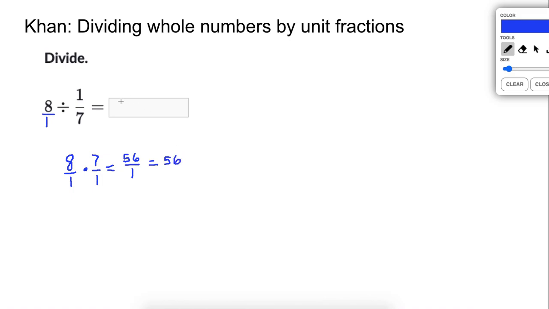56. Do not put 56 over 1 in here. Khan will not mark it wrong, but it will mark it and say you're almost there. So we just put 56 in there. We don't put the 56 over 1 because you do need to simplify these, especially if it goes into a whole number. That's one thing I did notice on Khan. If it goes into a whole number, they expect you to simplify these. Okay? So let's go ahead and look at the next one.